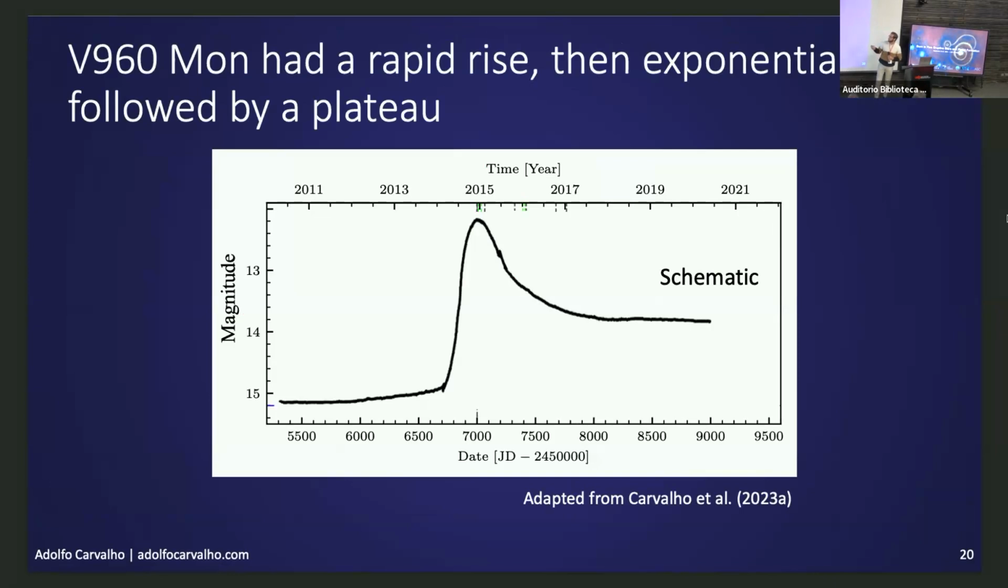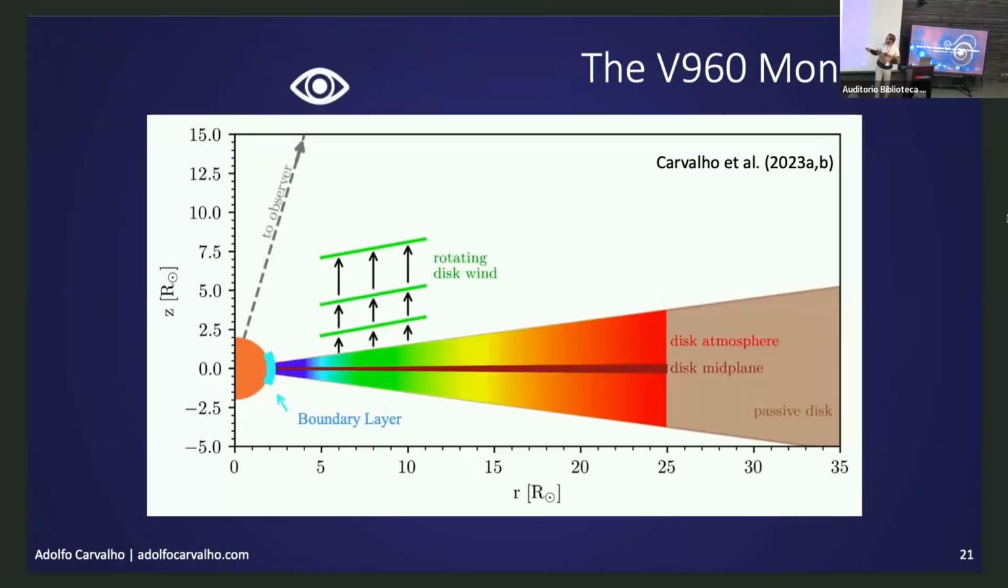I'm going to talk about two systems that you've heard a little bit about today, or you'll hear about V960 Mon later this week, but you heard a little bit about HBC 722 earlier today. V960 Mon went into this very sharp rise and then this kind of exponential fade. It sort of looks like the V1057 Cyg system, but with a fading time about 10 times faster. And what we looked at is the spectroscopic evolution of the system during this exponential fade time.